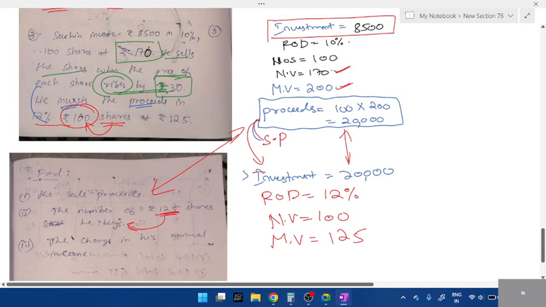Respond, all of you. The number of rupees... 125 shares he buys. So we need to find the number, meaning the number of shares. Okay, see, 125. This is what they have given indirectly.